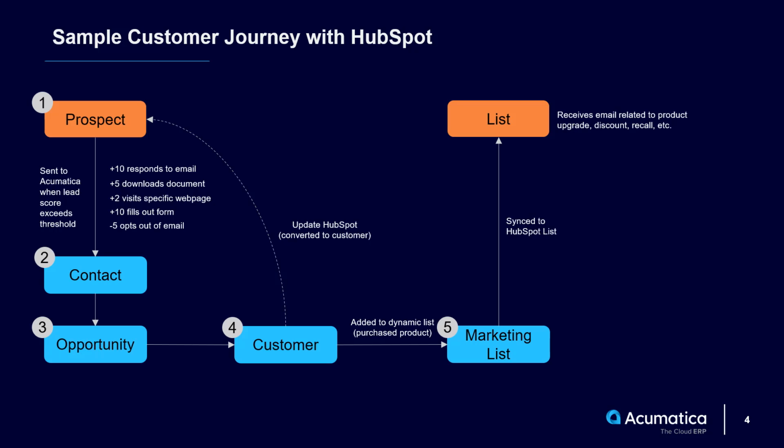Acumatica's dynamic marketing lists automatically update HubSpot, so you can email customers and upsell related products and warranties, notify them of product updates, warn about possible recalls, or simply stay in touch to learn how they like using your products.